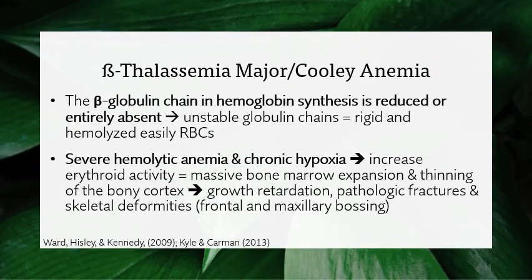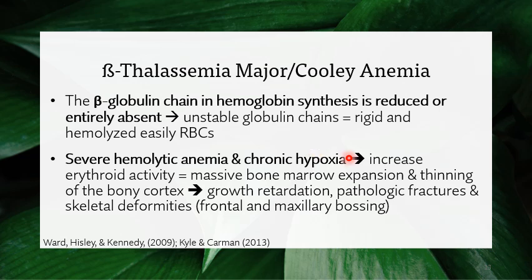Next, we have the type of beta thalassemia major, or Cooley anemia. In here, the beta globin chain in hemoglobin synthesis is reduced or entirely absent. What happens is that when the chain is not present, or is there but not stable, the RBC that is produced becomes rigid and easily hemolyzed. So the patients come with a severe hemolytic anemia and chronic hypoxia, of course, because the body cannot gain oxygen to every cell, because the red blood cells are hemolyzed.